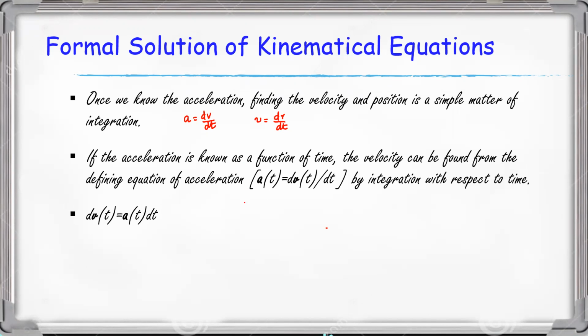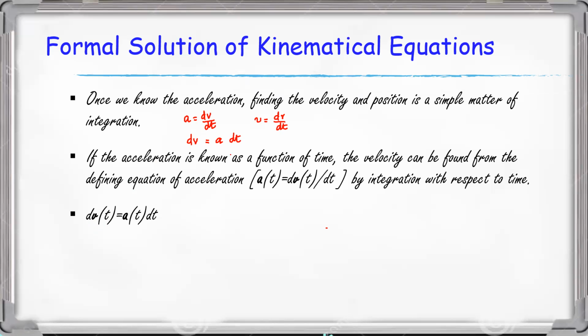How is it obtained? Look here. Here we write a is equal to dv by dt, and here a is a function of t and v is also a function of t. Then we cross multiply it, so we obtain dv equal to a dt. Here it represents v is a function of t and a is a function of t also. Okay.